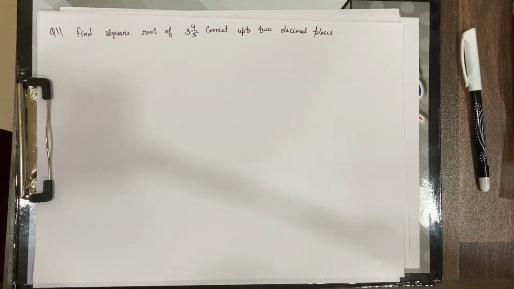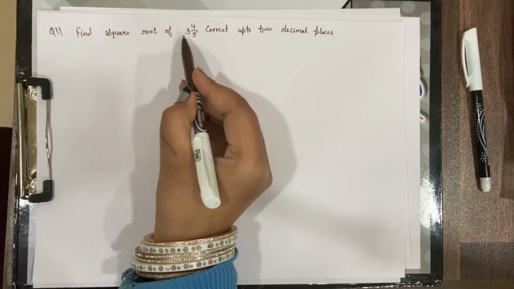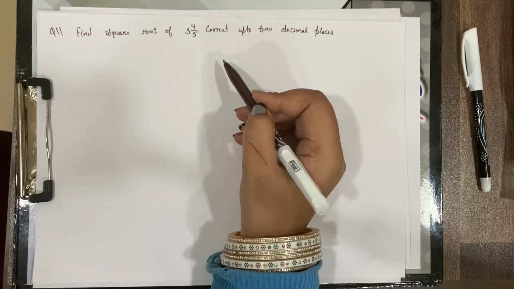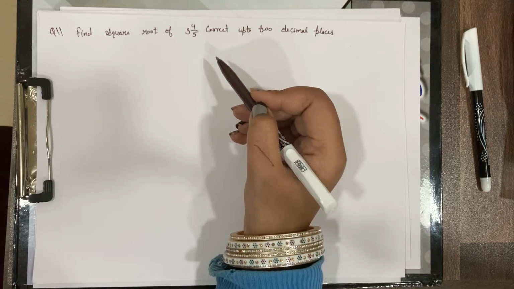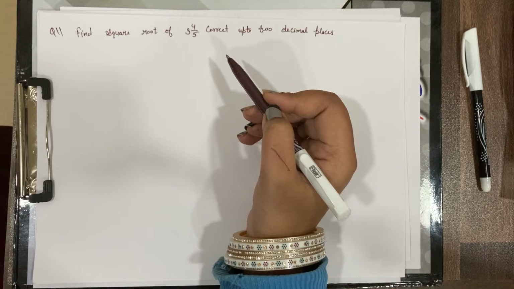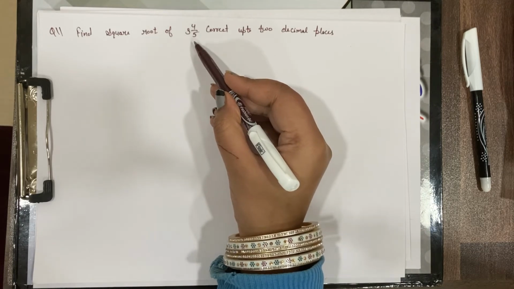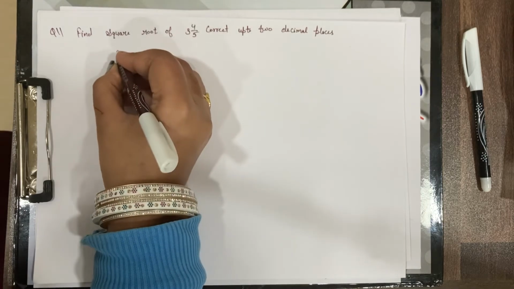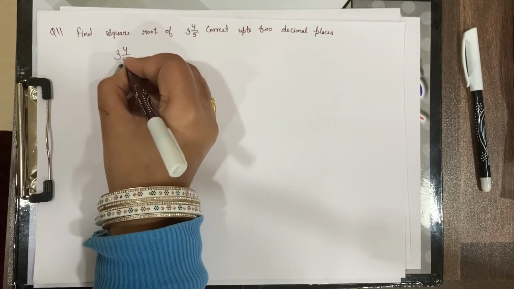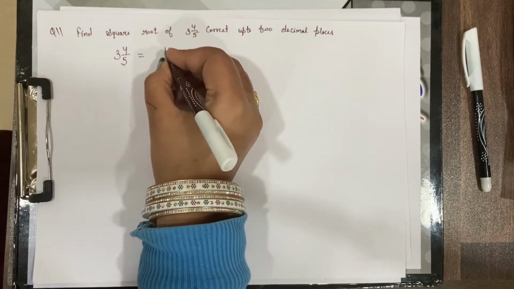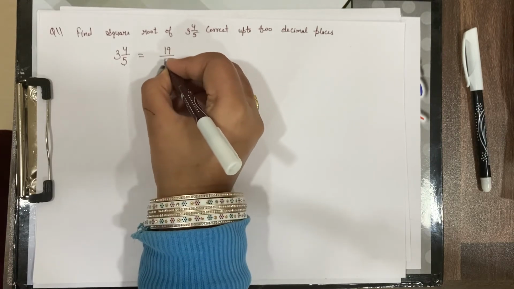Yes, students, let's start with the last concept of square and square roots. Find the square root of this number correct up to 2 decimal places. Now there are so many numbers which are not perfect squares and we have to find the square root of those numbers. So this question is one of those. First of all, break the mixed fraction. 5 3s are 15, 15 plus 4, 19 upon 5.